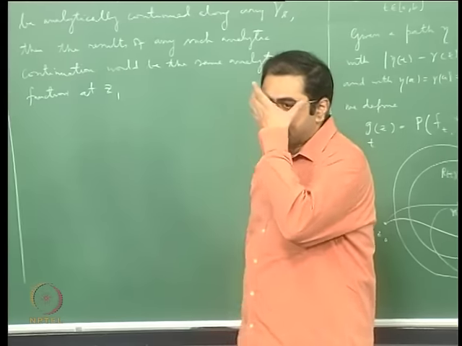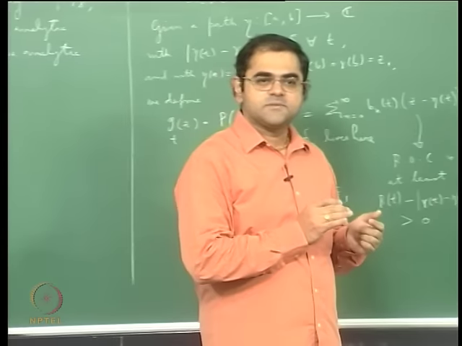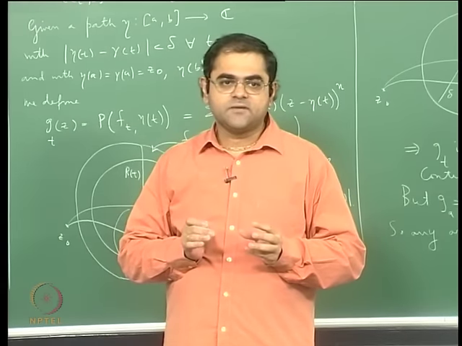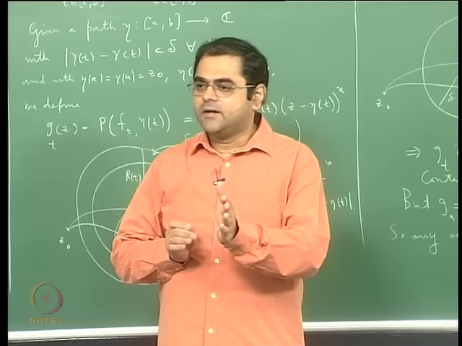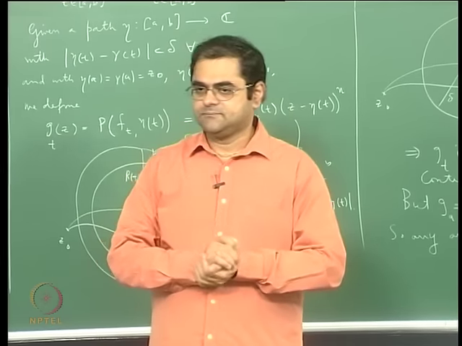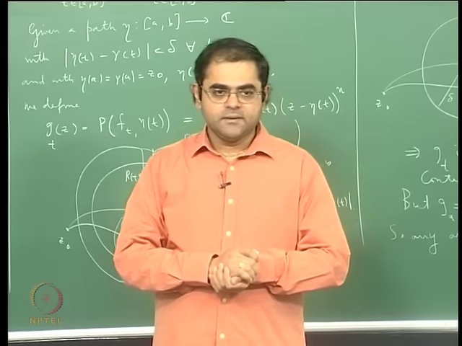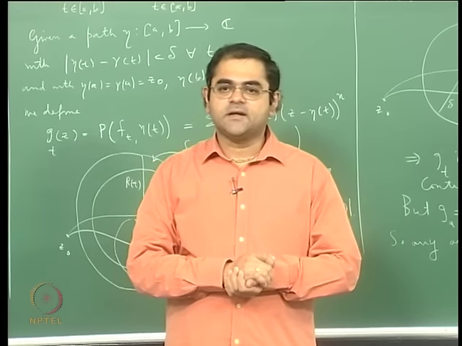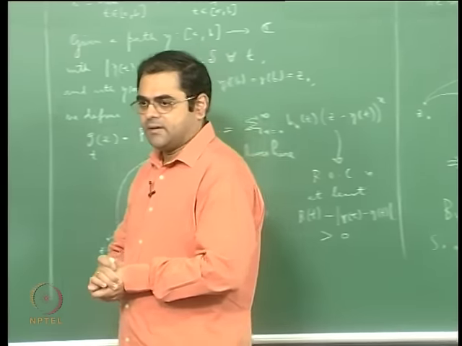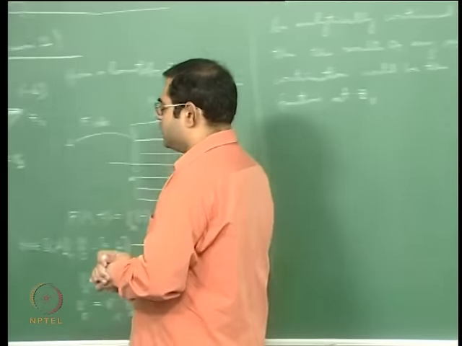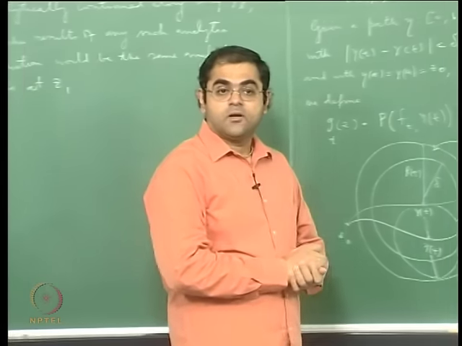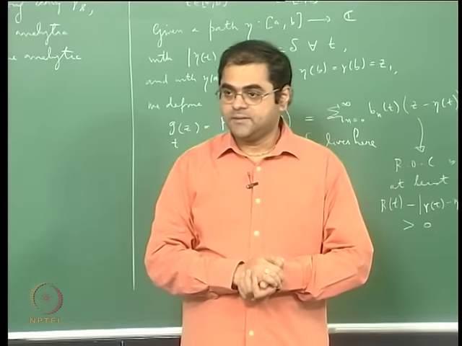So if you want to state it in compact language, the monodromy theorem says that analytic continuation of an analytic function along homotopic paths will lead to the same function. If paths are homotopic, then the result of analytic continuation of a given function will be the same. That is what it says. But of course the technical point is that you must make sure that the analytic continuation is possible along every path in the homotopy.